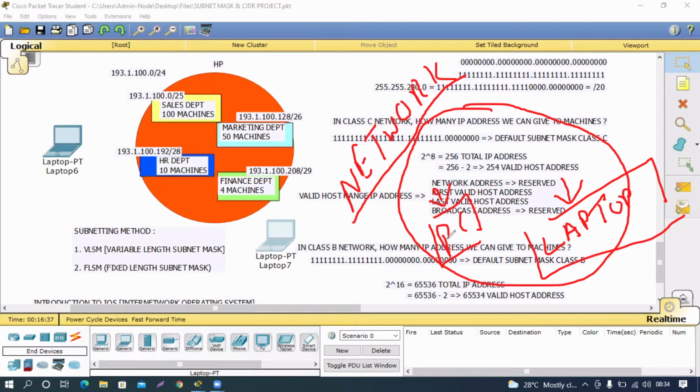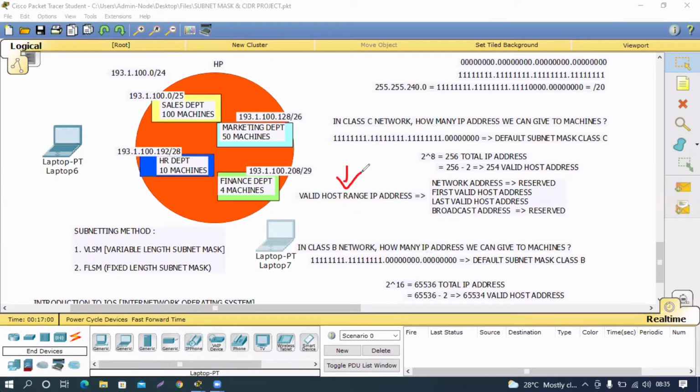So you cannot give any particular machine the network address. This network address you cannot give because it is the identity of every single machine of your network itself. So this network address you cannot give to any single machine. Always you can give IP addresses from which range? Valid host range. And sir, what about broadcast address?